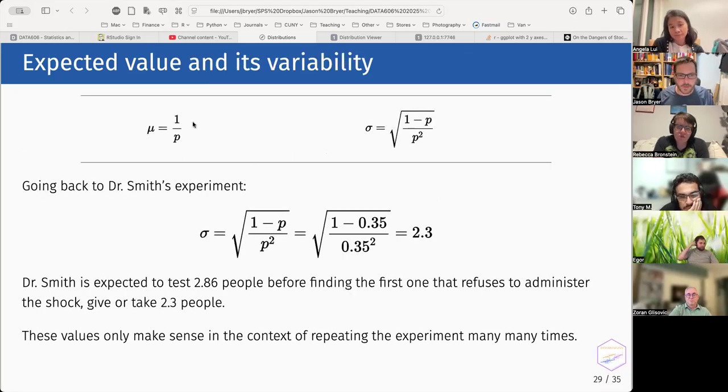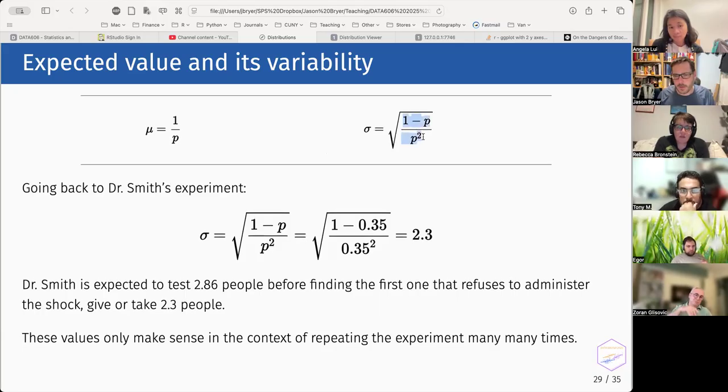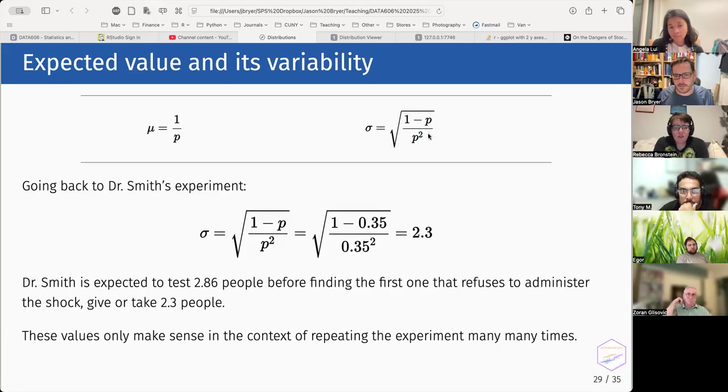And so if we have a mean, we of course have a standard deviation, which is really the square root. So the variance is the inner part, and then we take the square root to get the standard deviation. So we have the ratio of failure to success squared. Okay. And so in this case, we get a standard deviation of 2.3. So what we would say is we need to test 2.86, give or take 2.3 people.